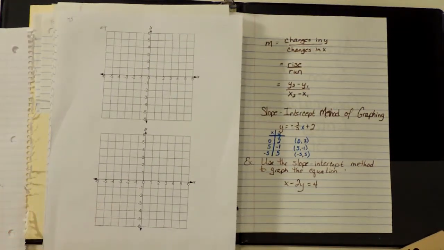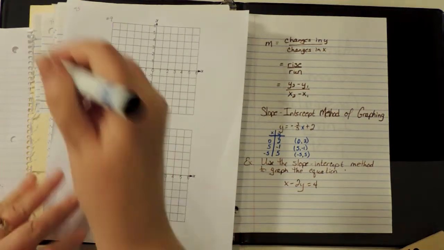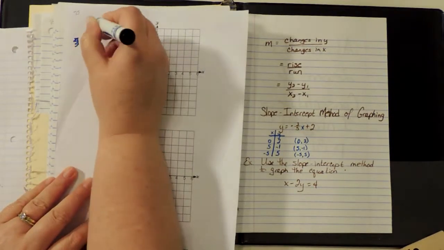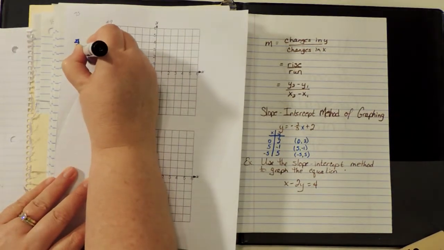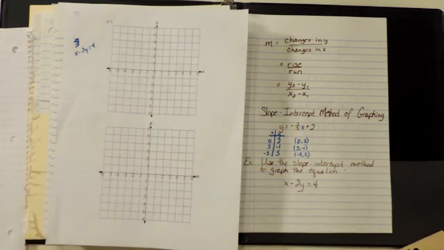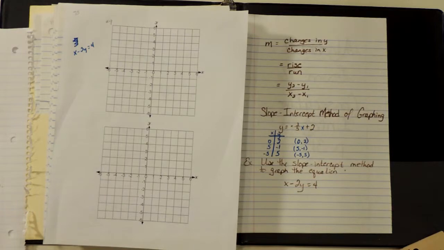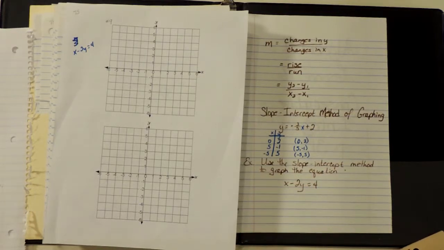Let's try another one. Here's an example. Use the slope-intercept method to graph the equation, let me read it correctly, x minus 2y equals 4. Okay, this is not in slope-intercept form. So the first thing we're going to have to do is put it in the correct form.